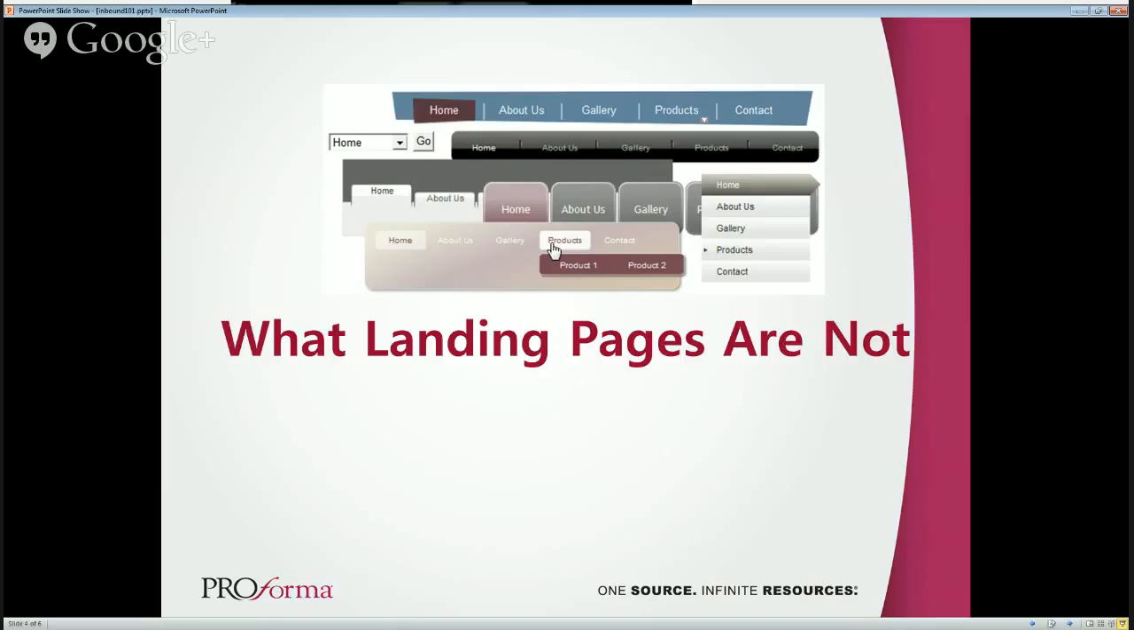All right, so what landing pages are not? Landing pages are not areas to promote your company. People rarely search for a specific company unless they have a good reason to. Instead, they're searching for products, services, goods, even information that'll help them solve a problem that they're having. That's important. It's a useful resolution to a challenge that they're having.